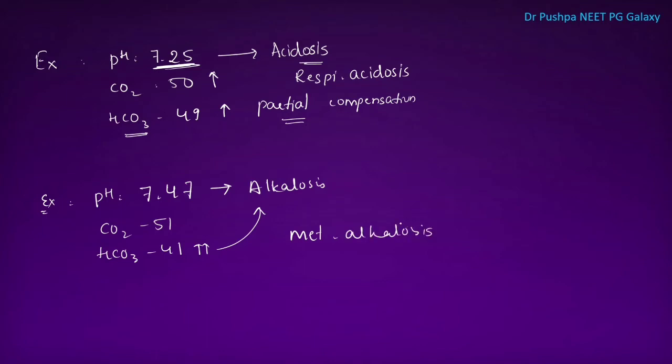Whether it is partially compensated or fully compensated, in this pH is not normal. It is still more than the normal level. So it is partially compensated. The body is trying to compensate the condition by increasing the production of CO2, but the pH is still not normal. It is still more than the normal value. So it is partially compensated metabolic alkalosis.